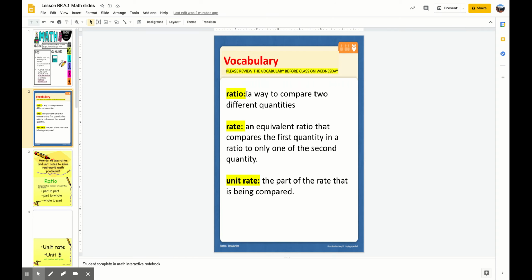A ratio is a way to compare 2 different quantities. Rate: an equivalent ratio that compares the first quantity in a ratio to only one of the second quantity. Unit rate: the part of the rate that is being compared.